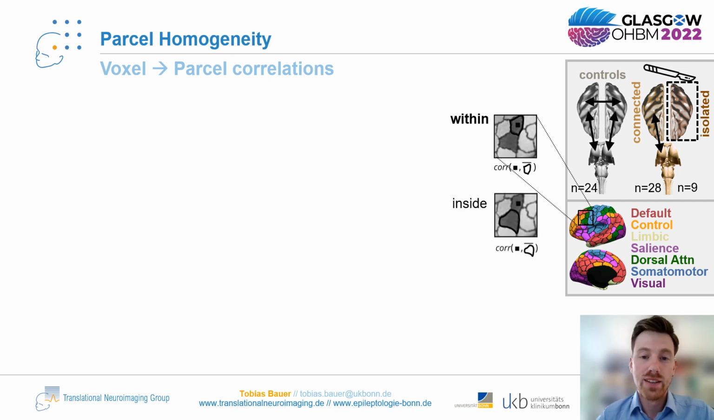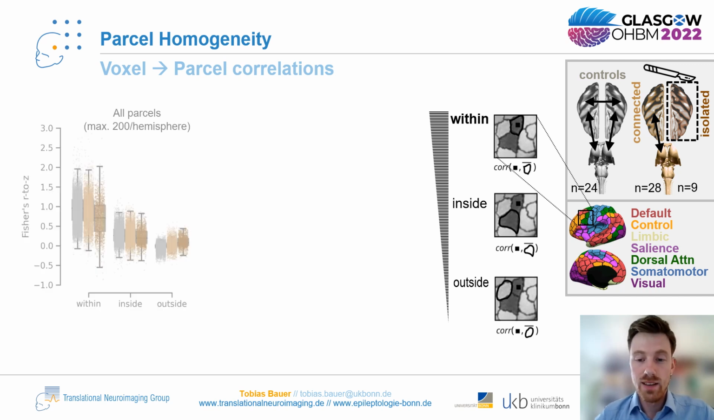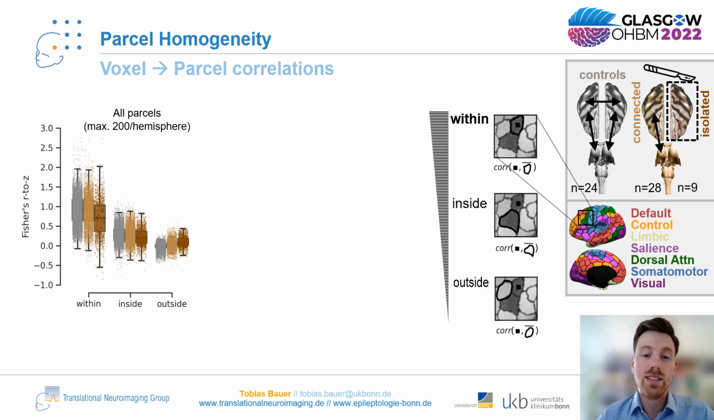Next, the inside network correlation is the average correlation between every voxel and the average time course of parcels that lie in the same network, so inside this network. And third, the average correlation between every voxel and all parcels that lie outside, so in a different network. In healthy controls, one would expect that the correlation within the same parcel is obviously highest, followed by the inside network correlation and least the outside network correlation.